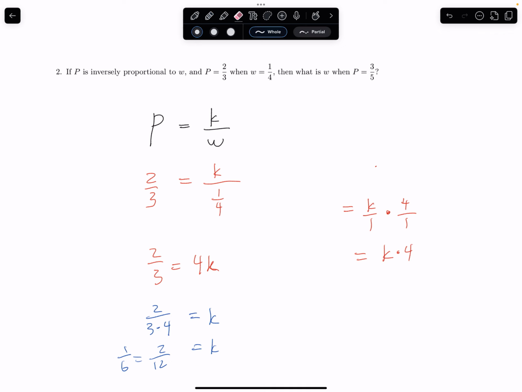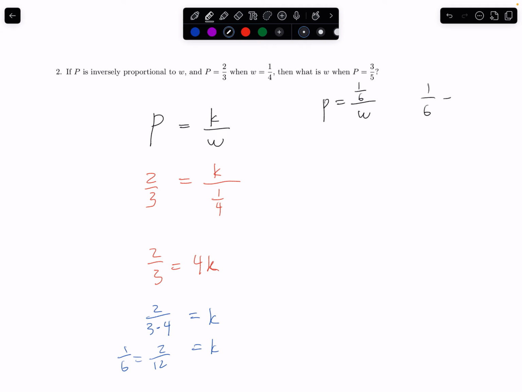Let me erase this side scratch work here. I know k is 1 over 6. So now let me rewrite this thing. My original equation, right? P is equal to k over W. But k, I know, is 1 over 6. Okay, now what do you do when you have a fraction divided by a fraction? So this is like 1 over 6 divided by W, right? Which is like 1 over 6 times 1 over W. And so that's 1 over 6W, see? So then let me clean things up here. This 1 over 6 over W, that's just really 1 over 6W. That's what it really is.